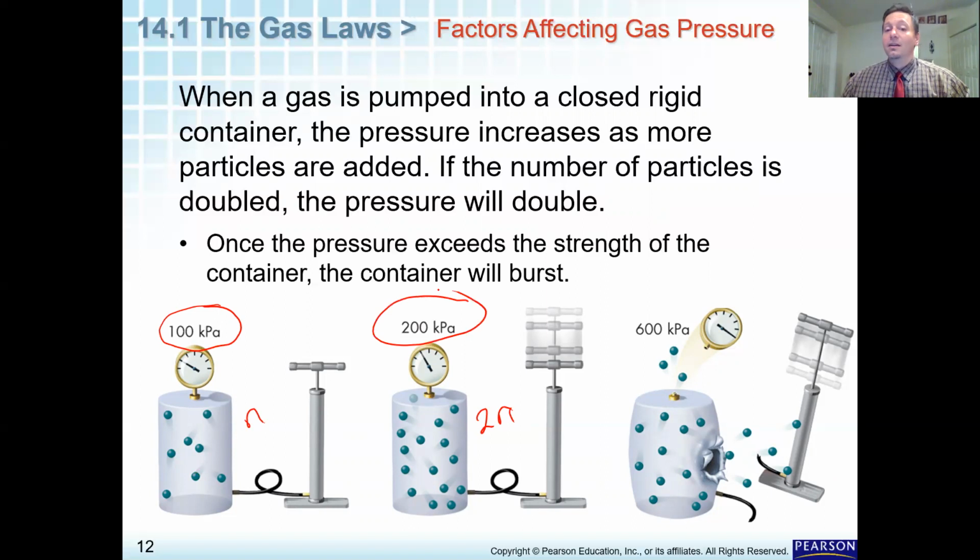It doubled. Well, what happens if you put a whole bunch more? It's going to come to a point that it's going to rupture. So that is what happens when you add more moles. You increase the pressure, and the pressure is going to try and increase the volume. And if it's a rigid container, it can't, and it'll burst.